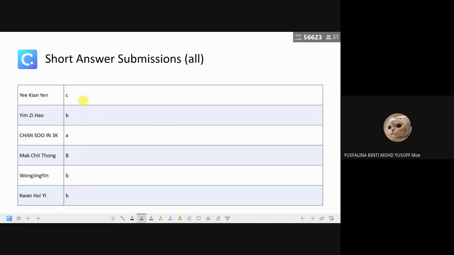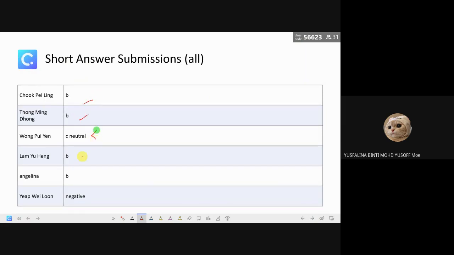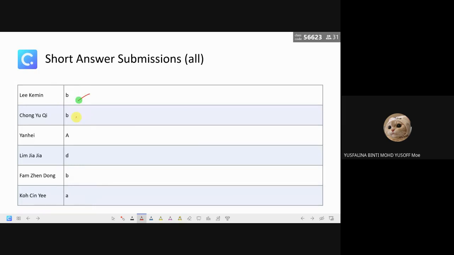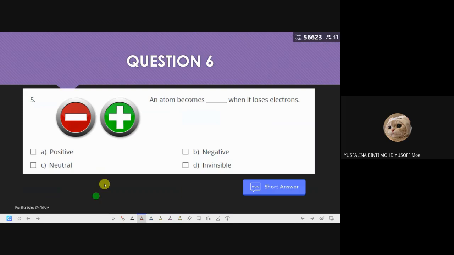Okay, very good. Not neutral, because there is a change of electrons there. Neutral is when protons are the same as electrons. Okay, very good. For this one, it lost an electron. So what will happen?